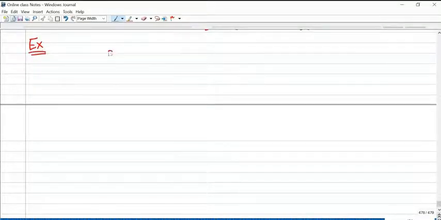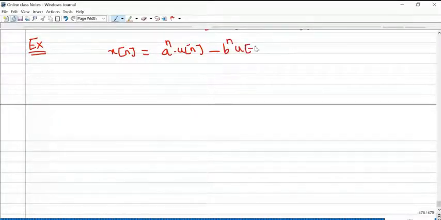So we will get a better understanding. Suppose a power n u of n signal minus a power n u of minus n minus 1. So I'm not giving a, I will take some other variable, b power n u of minus n minus 1. Find the Z transform and mention the region of convergence.